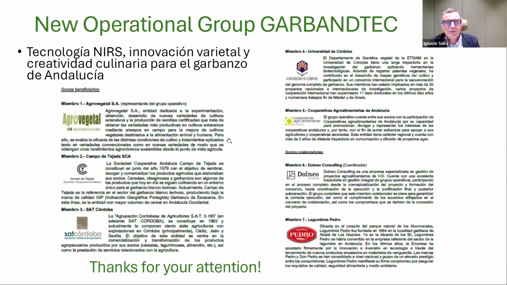This was the workshop of the Living Lab, and the last news I want to give you is that we are applying for a new project, a new operational group called Garbantech, where we are going to put together the protected geographical indication of Campo de Tejada, Escacena, with another one that is in Córdoba. In the last year, the farmers and chickpea producers of Córdoba got a new European protected geographical indication, Garbanzo de Córdoba, Garbanzo de la Campiña de Córdoba.